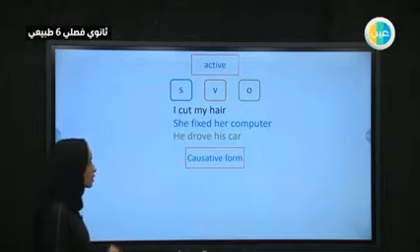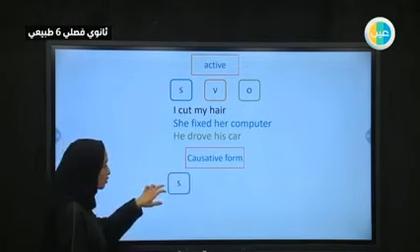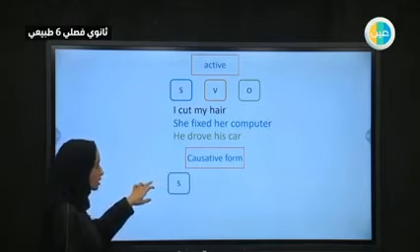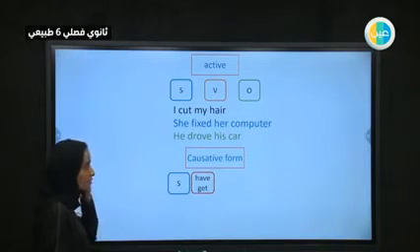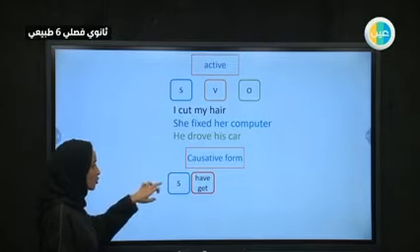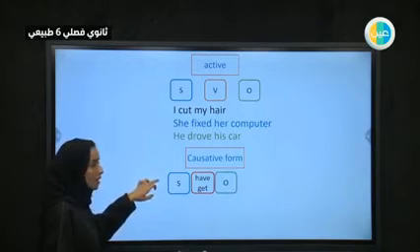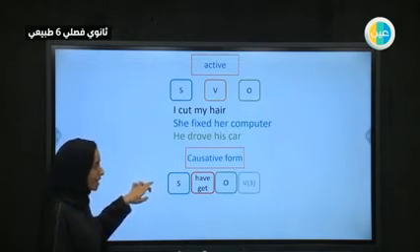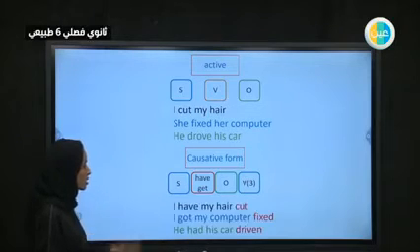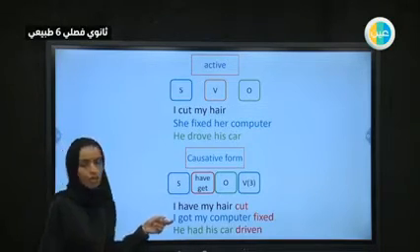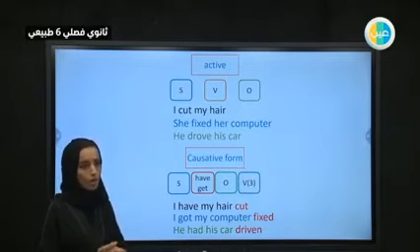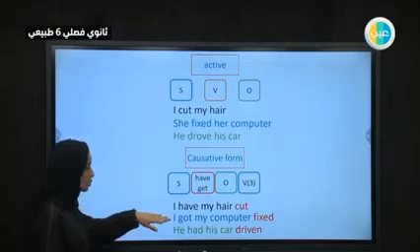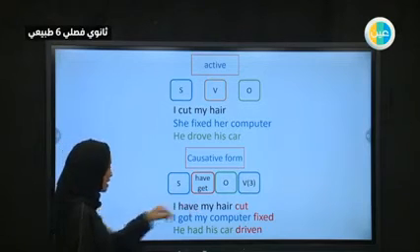So what about the causative form? In the causative form, we start with the subject. Then you need to use have or get to tell me that you are not the one who did that thing. Then you had that thing done for you. So these are the sentences. I don't know how to cut my hair, so I will go to the barber shop and they will do it for me. I have my hair cut.